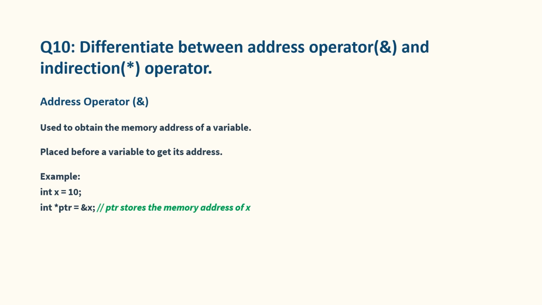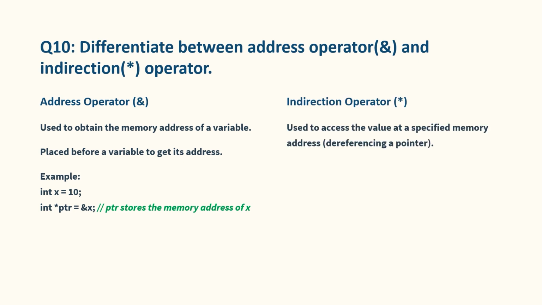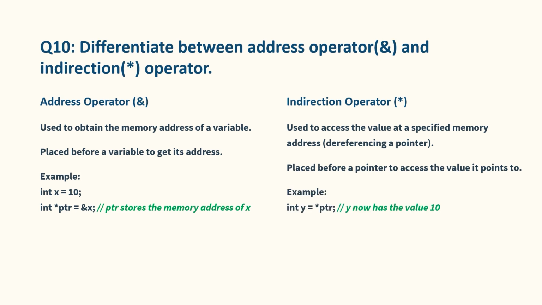The indirection operator is used to access the value at a specified memory address, which is often called dereferencing a pointer. When placed before a pointer, it accesses the value that the pointer is pointing to. In this example, we use the indirection operator to dereference ptr to access the value stored at the memory address to which it points. This value is then assigned to another integer variable, y. Since ptr points to x, and the value of x is 10, y will also be assigned the value 10.